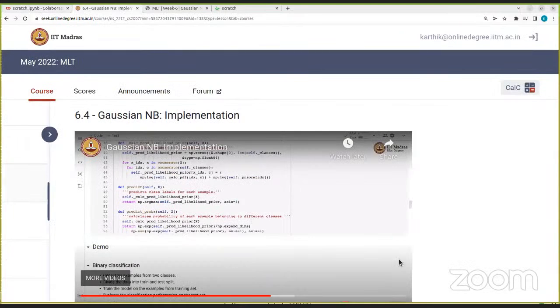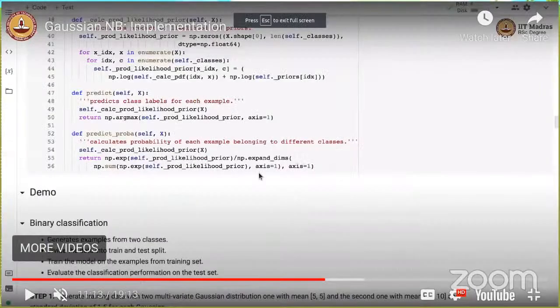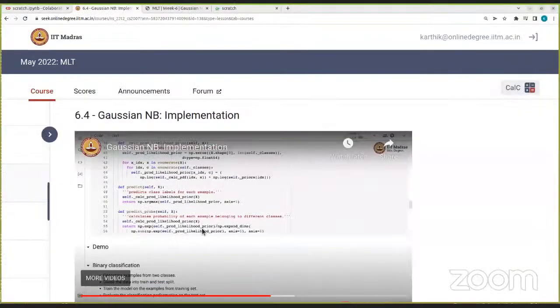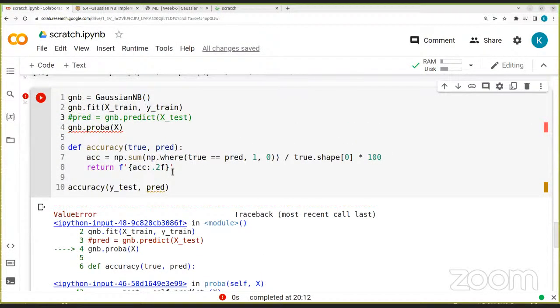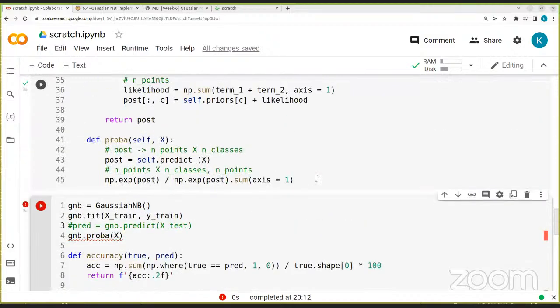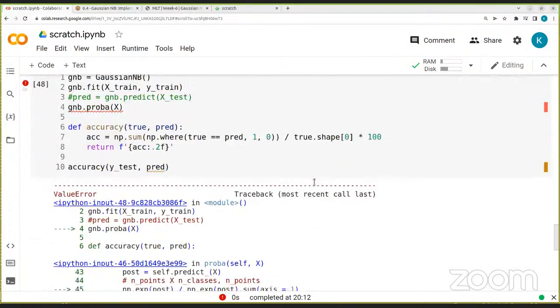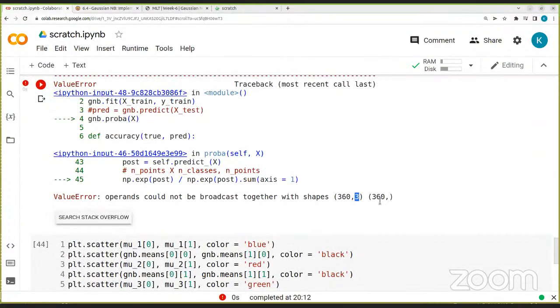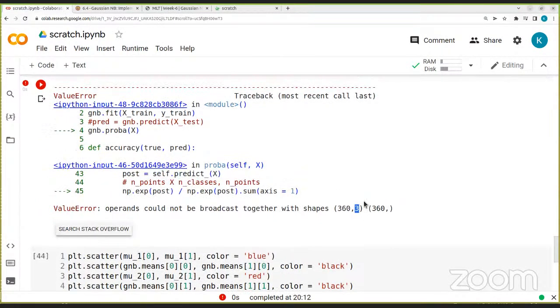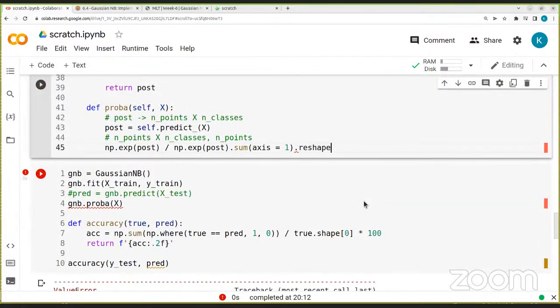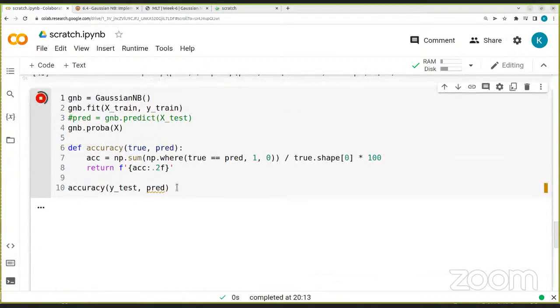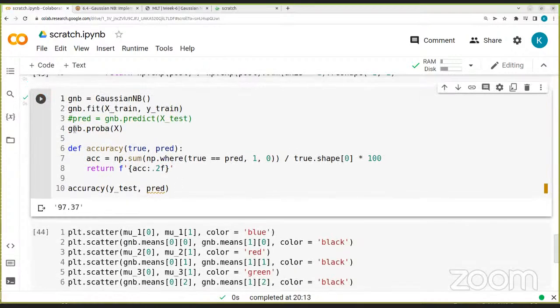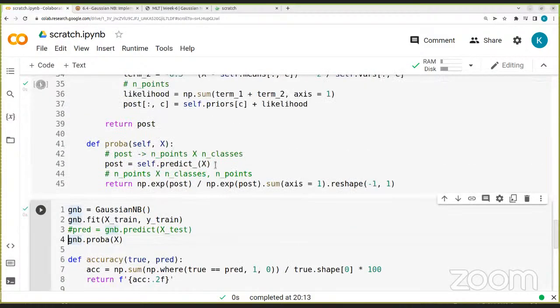So this way of doing it is correct. You expand dimensions, but you don't need to do it that way. You can do it the following way, basically. You just need this 360 by 3 to be divided by a 360 by 1 matrix, right? So you can just do reshape of -1, 1, which is what that expand dimension is doing. Okay, do you get what I have done here?